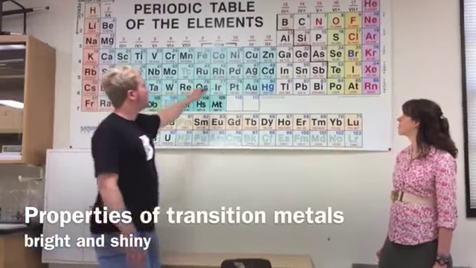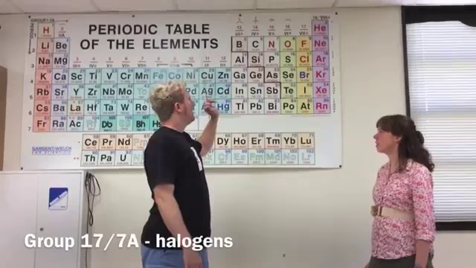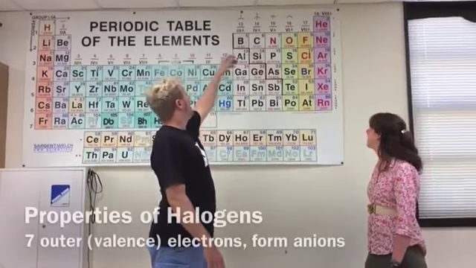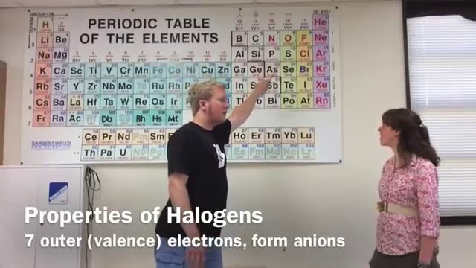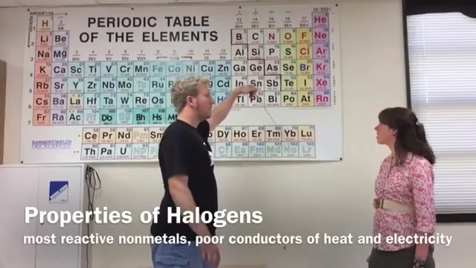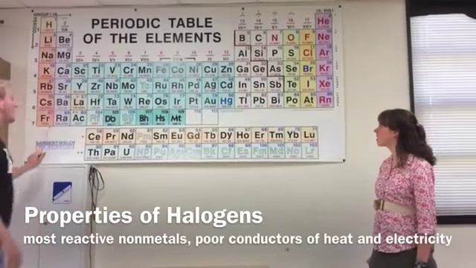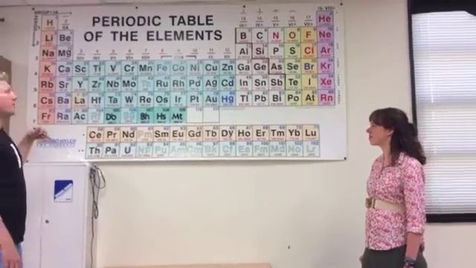Coming across, this one does have a name. These are the halogens. They've got 7 electrons on the outside. They are also very reactive nonmetals. They like to pair up with our alkali metals to form our compounds.